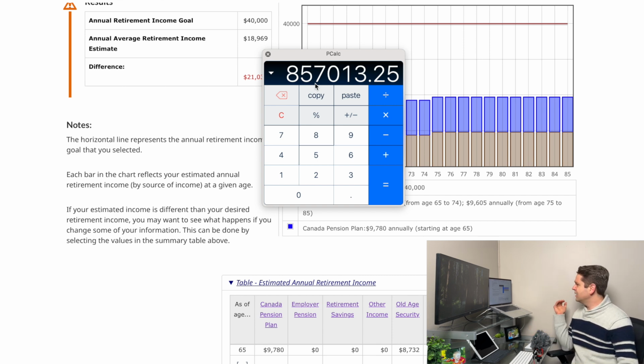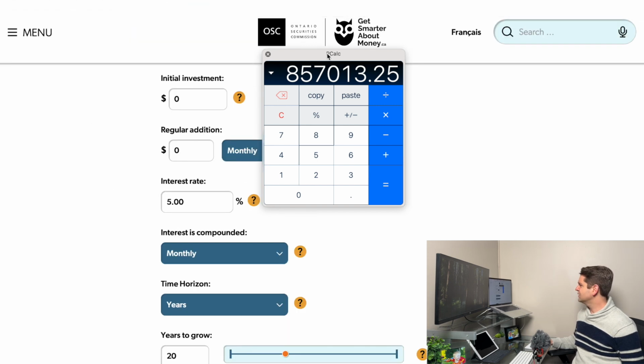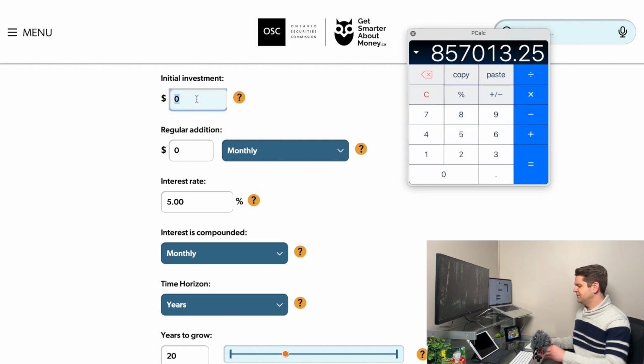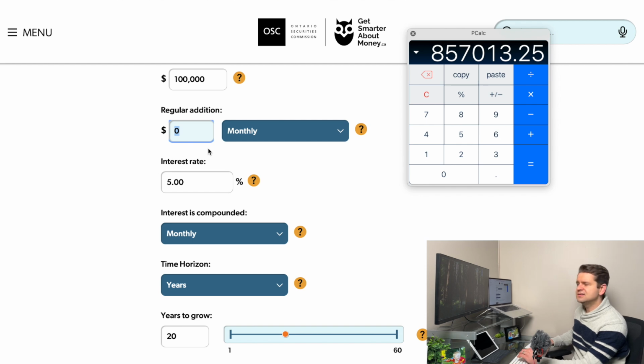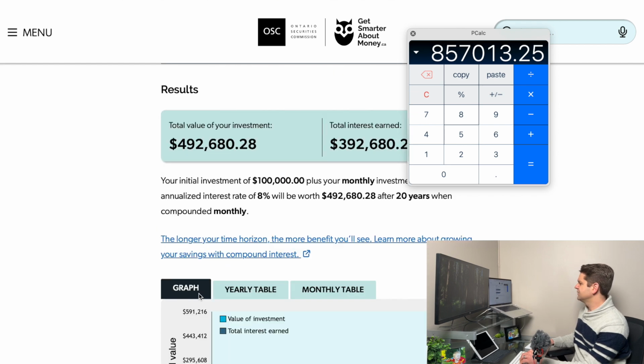Again, keep in mind that if I'm going to get to that $40,000, I'm not going to be having any of the clawbacks from OAS, and my CPP, if my income remains the same, will remain the same as well. So this is a really simple calculation, and it's fairly accurate. So if I go to this compound interest calculator, we can see here that if I take this initial investment, so let's say we started off with $100,000, because at this point, let's just say that's what I currently have in savings in my RRSPs, TFSAs, and the like. And let's do an 8% annualized return. And I'm going to do a calculation for the next 20 years.